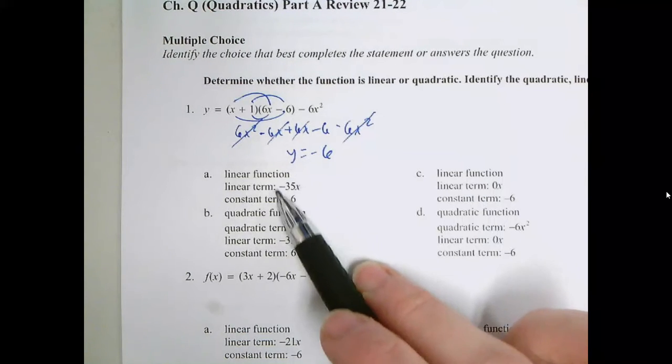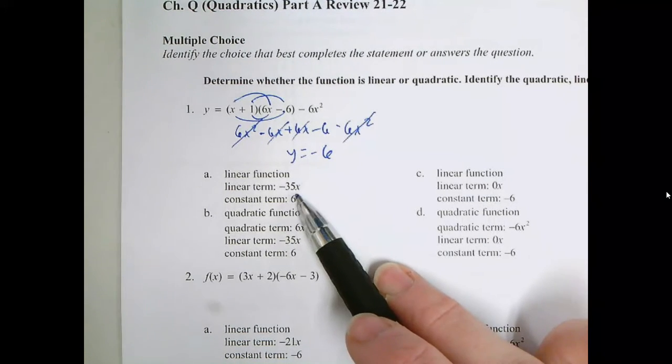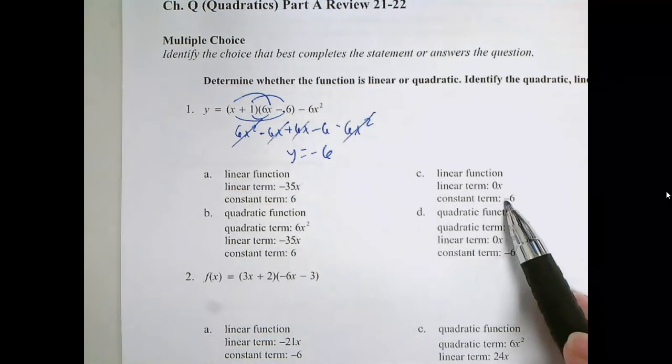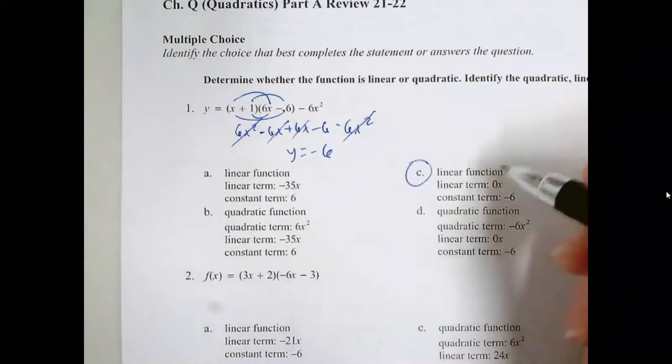And obviously not having the negative 35x, that's a red flag, but it should have a negative 6 for the constant term, which this does, making it C.